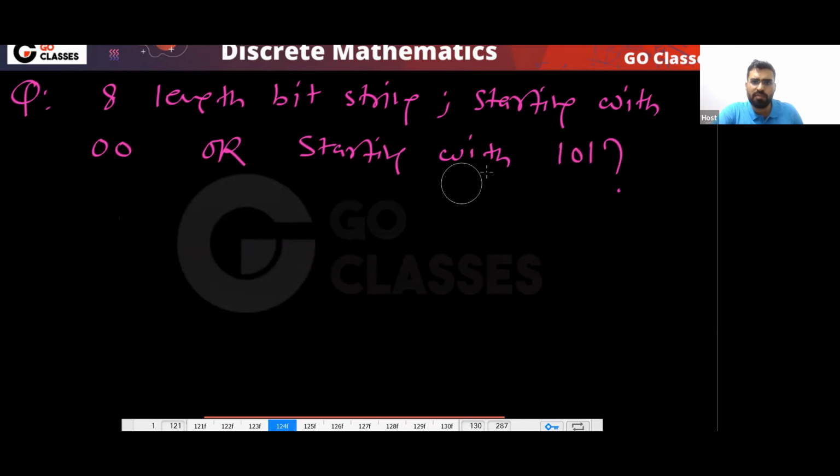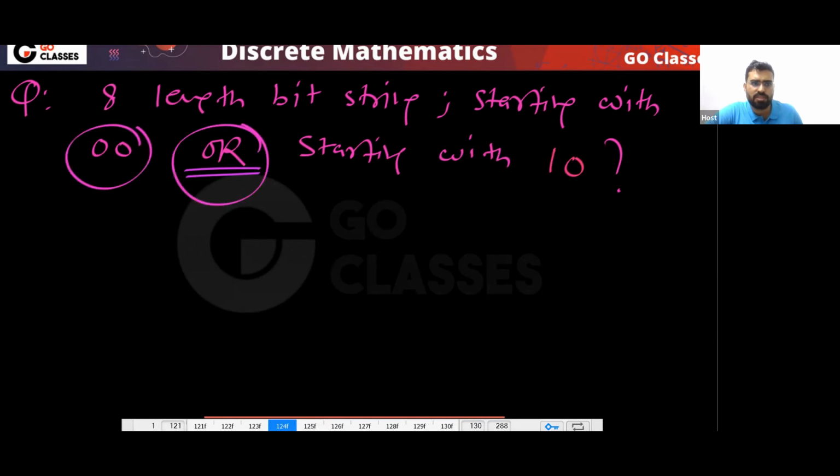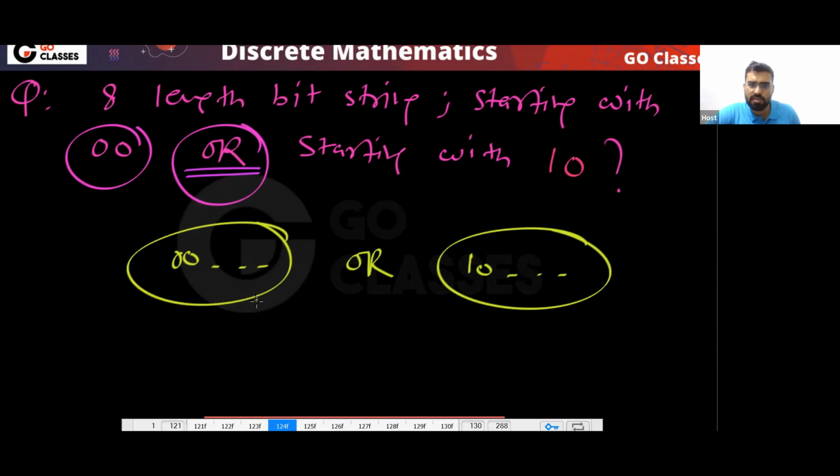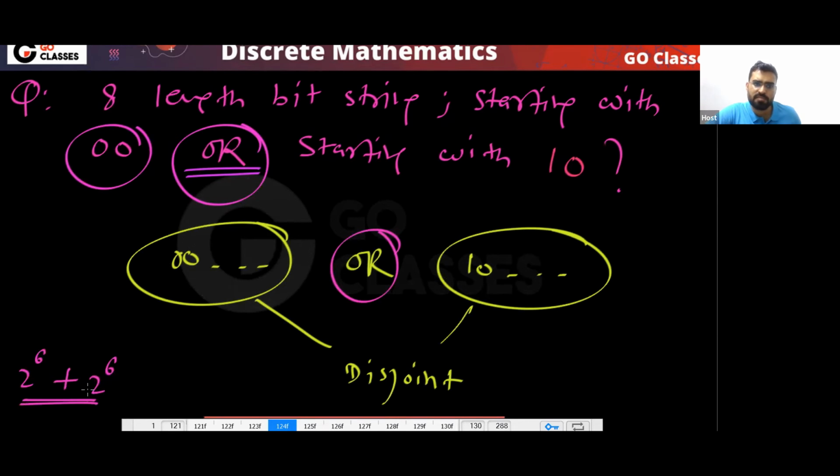So like this you can handle whatever variation I give you. Like starting with 00 or starting with 10. Now these are disjoint, completely disjoint. So either you can start with this or you can start with this. So your final answer will be 2 power 6 plus 2 power 6, and that is 2 power 7.